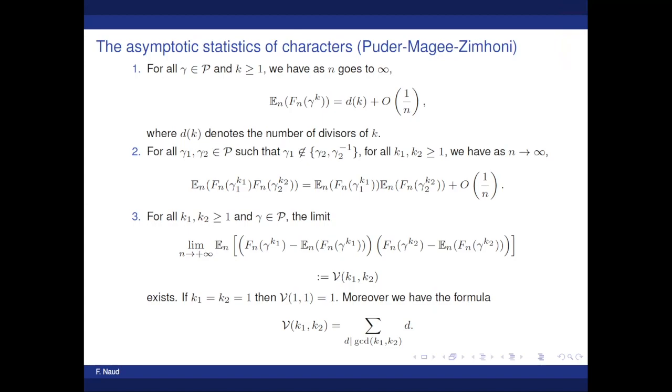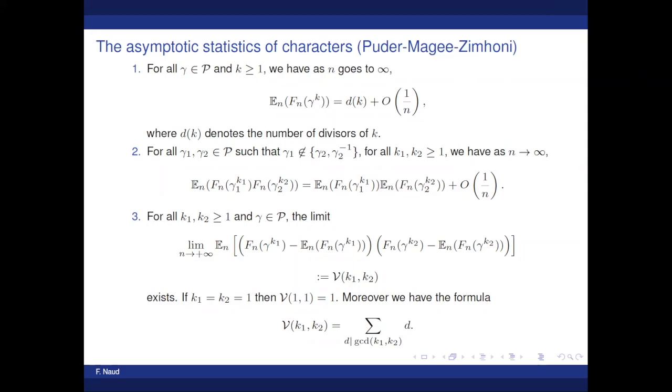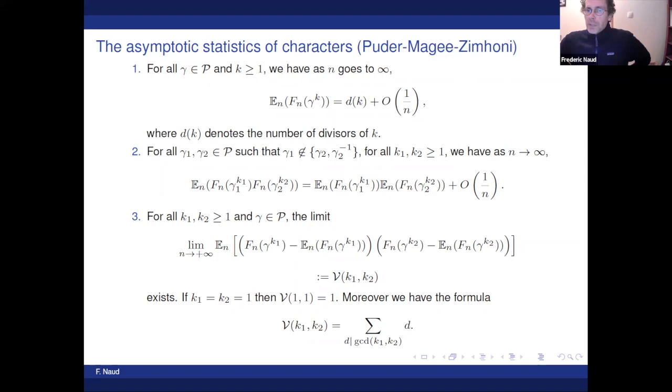And the remainder 1 over n here, do you have to control it with respect to the length of gamma 1, gamma 2? Because we fix L first, and we take the large n limit, and then we take the large L limit after. You could do it up to log time, I guess, but it would not improve the result in the end. If you take L to be logarithmic in some sense, you can remove the limit, maybe, by taking L of the size of log n.